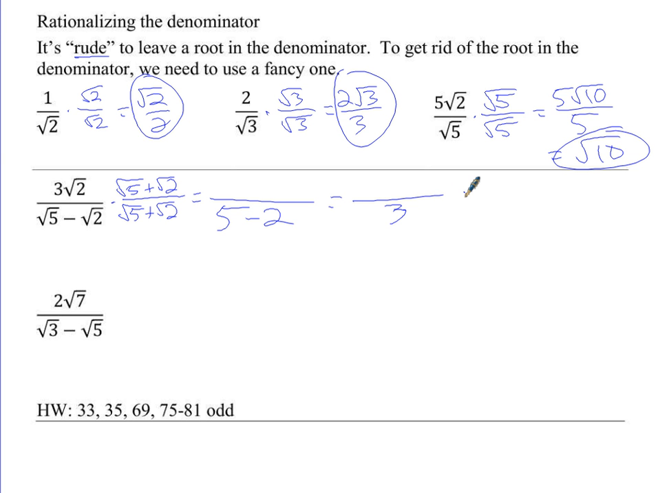Very nice. The numerator is a little bit more tricky. We're going to have to distribute. The 3 square root 2 distributes in this case. So like last time, what's outside multiplies together, what's inside multiplies together, but what's outside does not multiply with what's inside. So when I distribute 3 square root 2 times square root 5, what do I get? Good, 3 root 10.